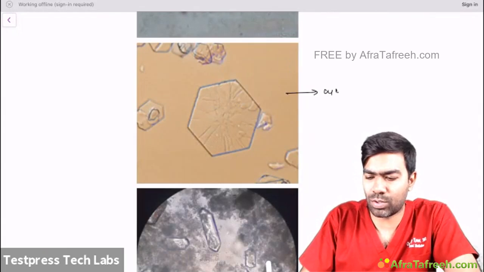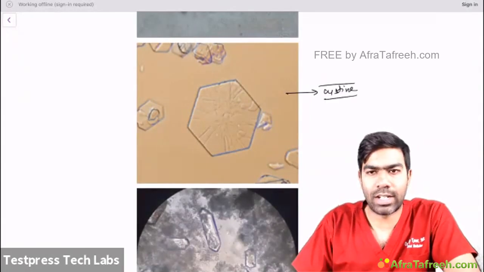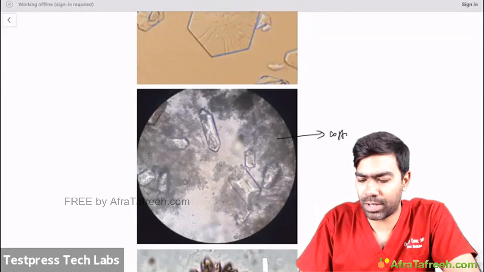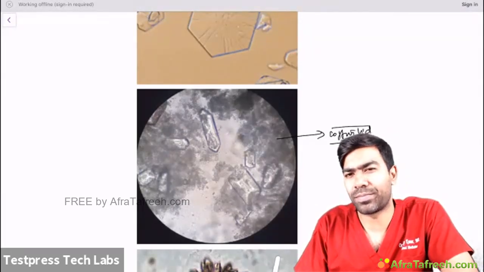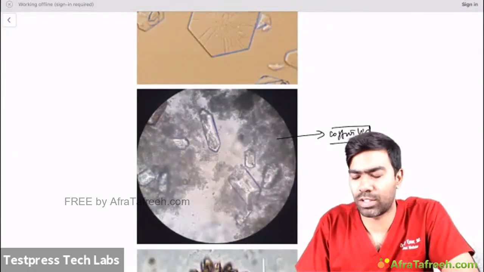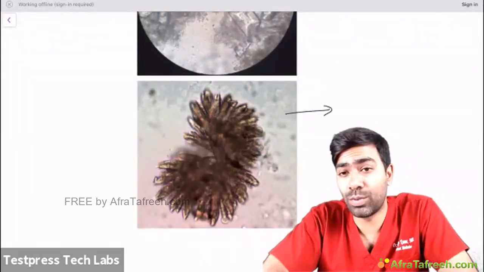And this is a cystine stone. Not cystine, this is a cystine crystal, hexagonal in shape. This is a typical coffin lid appearance. So that is very characteristic of a triple ammonium phosphate kind of crystal. Coffin lid shape. This is a true white crystal. What is this? This is characteristic. That's why they give you this in the exam.